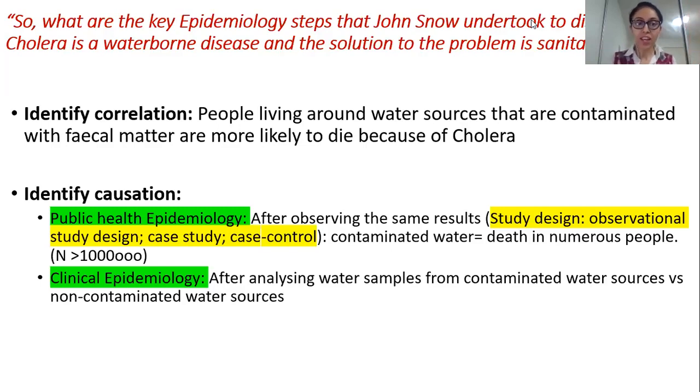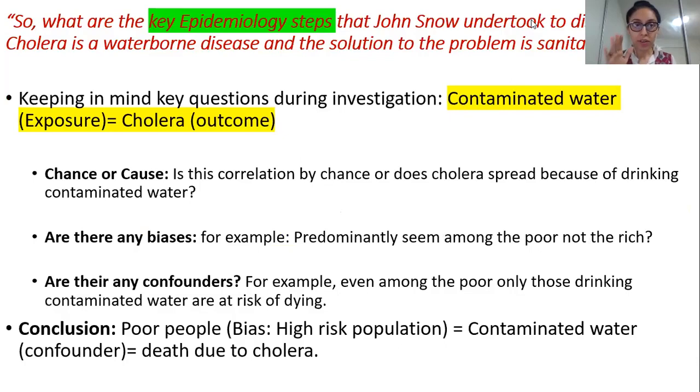Okay, moving forward. What are the key epidemiology steps that John Snow took to identify the correlation between the disease outbreak and the solution? What was needed was sanitation. It is very important in epidemiology to keep in mind the research question. When I talk about a research question, you need to have an independent variable and a dependent variable, meaning an exposure and an outcome.